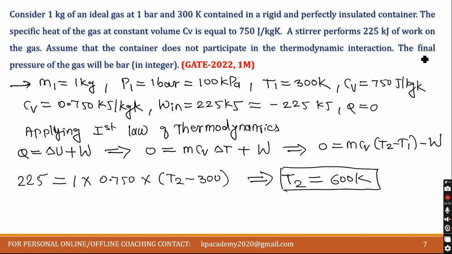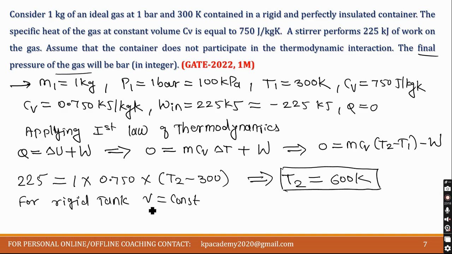But हम लोगों को निकालना क्या है? We have to find out the final pressure of the gas, that is in bar, है कि नहीं? Now see, the tank is rigid. So for a rigid tank we can write the volume is constant.